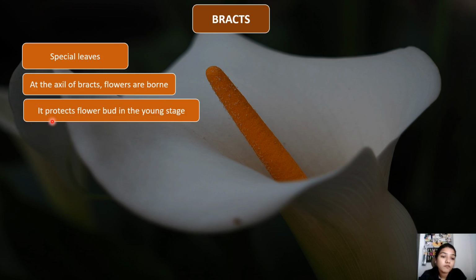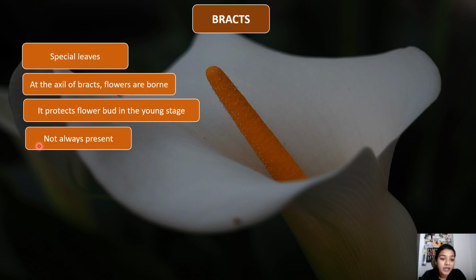Now the main function of bract is to protect flower buds in the young stage, right? So when buds are young, they need protection, and for that protection bract serves the purpose. So the main purpose of bract is usually protection, though we will encounter various kinds of bract that have other purposes too, so we will look into it soon. But for now you can just keep this in mind, that bracts are structures that help in the protection of flower buds when they are young, right?